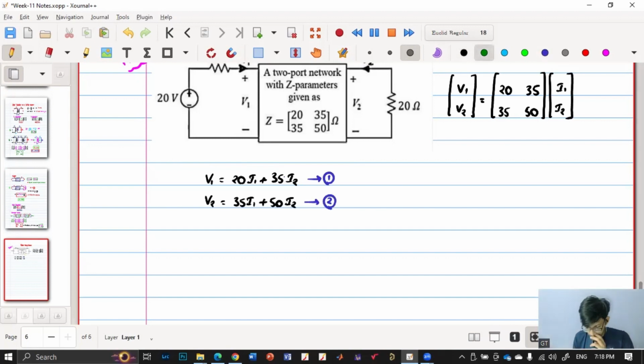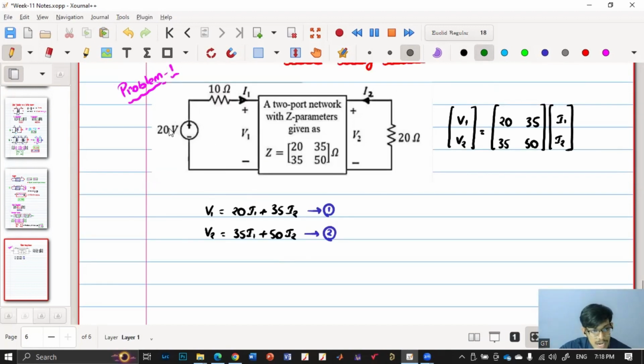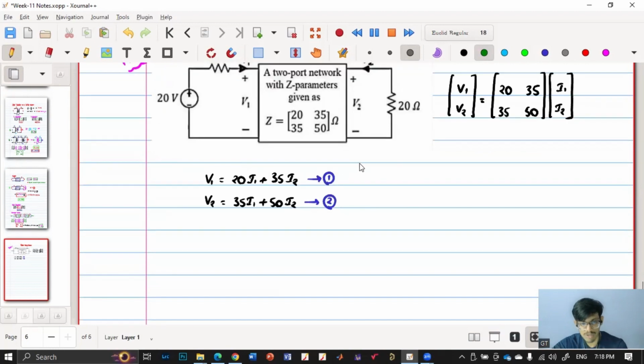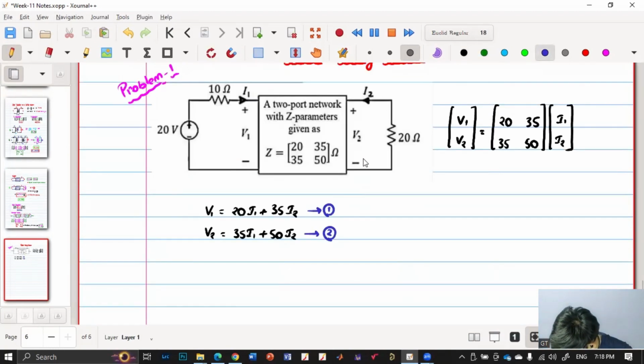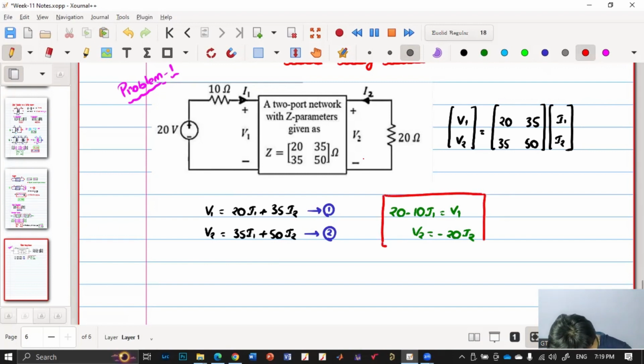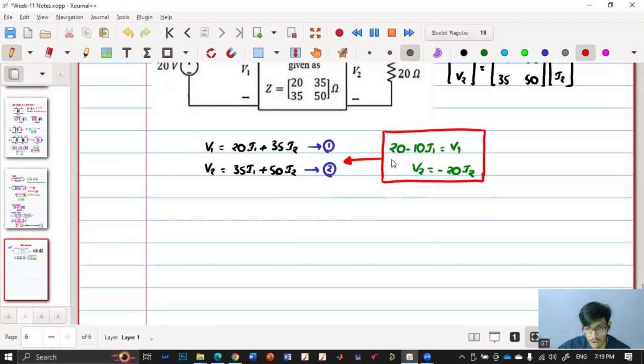Now from this circuit, I can apply KVL on both sides. We'll get 20 minus 10 I1 equals V1, and V2 equals minus 20 I2, because the current direction is the other way. So this is our V1, V2 in terms of I1, I2. Substitute this in these two equations. Then what will we get?